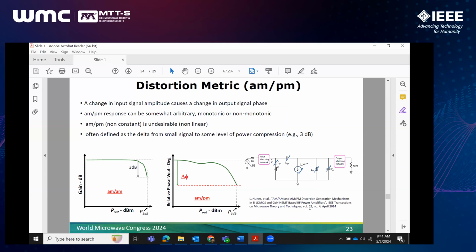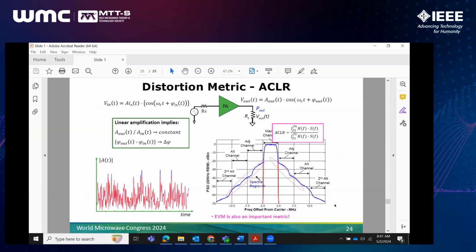And in terms of metric, we often define a delta for small signal operation to a point of compression such as P3dB. Moving to slide 24.